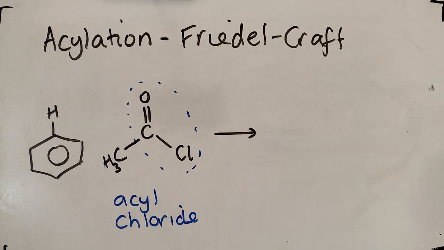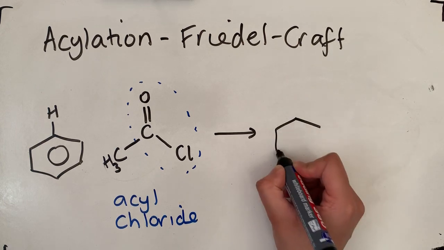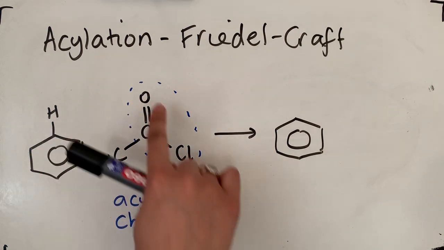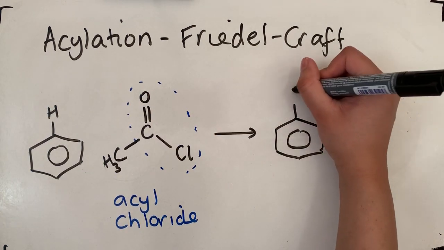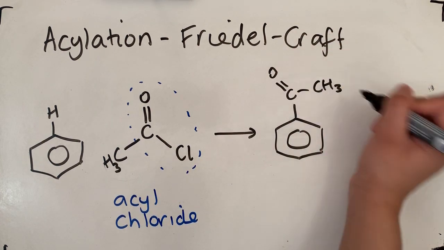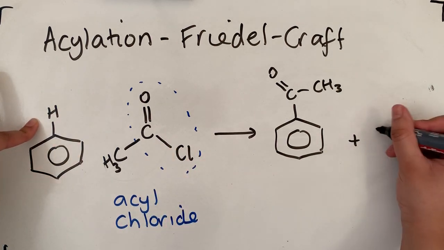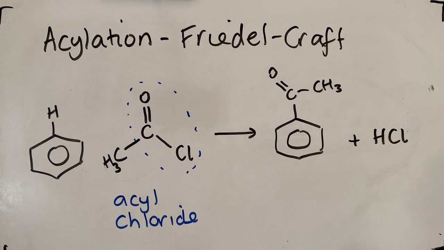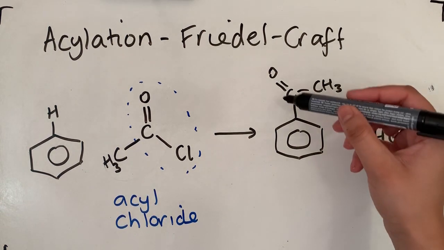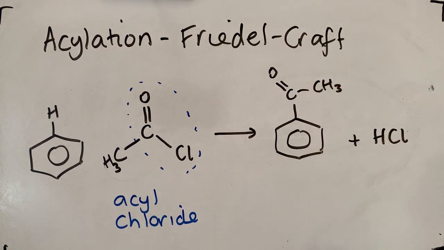Again, this is going to be a substitution reaction, so electrophilic substitution. I'm going to have this group substituting this hydrogen over here, so C=O and my CH3 there. That chlorine and that hydrogen are going to form my HCl at the end. So again, two reactants and two products. I've now added this ketone functional group to my benzene ring.